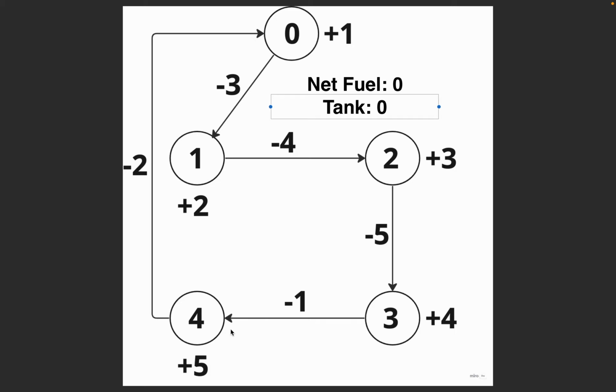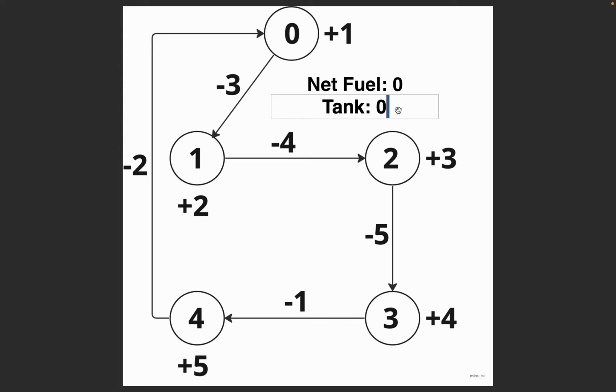Let's say we start at gas station 4 as our starting gas station. We're going to have two variables here, the tank variable and the net fuel variable. For now, we're going to be ignoring the net fuel variable, and we're just going to be focusing on the tank. This is basically how much we have left in our tank as we go through all these different roads. Of course, we start off with an empty tank.